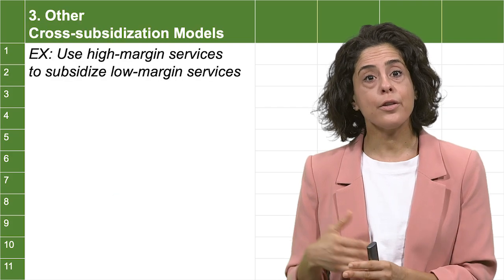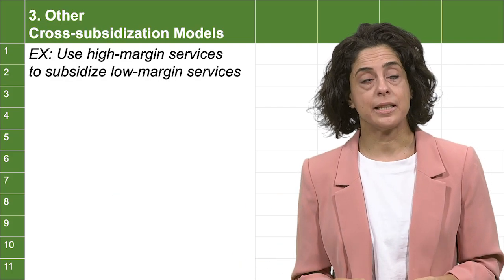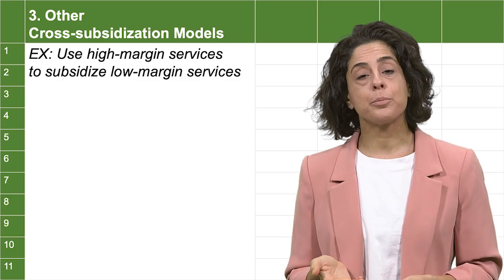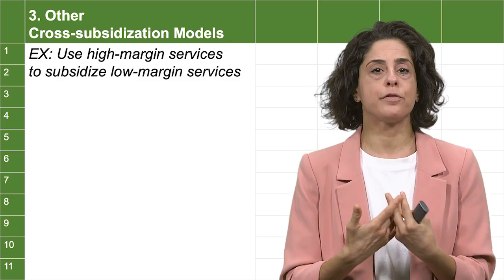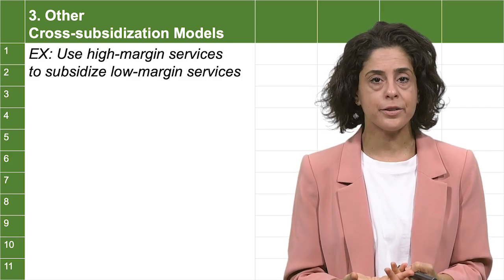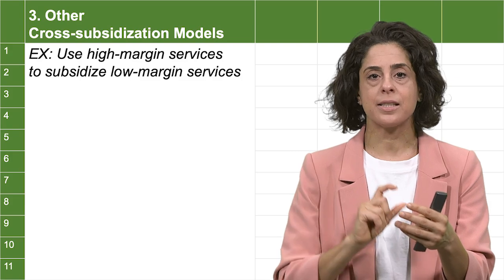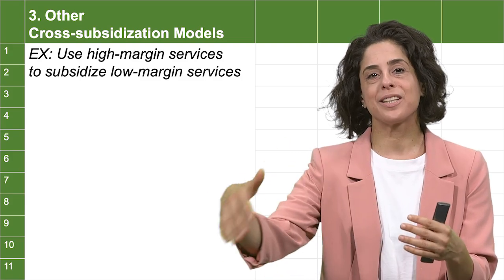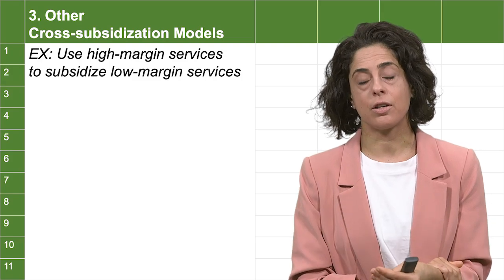Third, there are other cross-subsidization models other than differential pricing, and I've seen some of these in primary health care in low and middle income countries. When people come in for a consultation with a healthcare provider, if they're willing to pay a small fee, that's not going to really cover all the costs. But some services can cover the costs of the consultation.